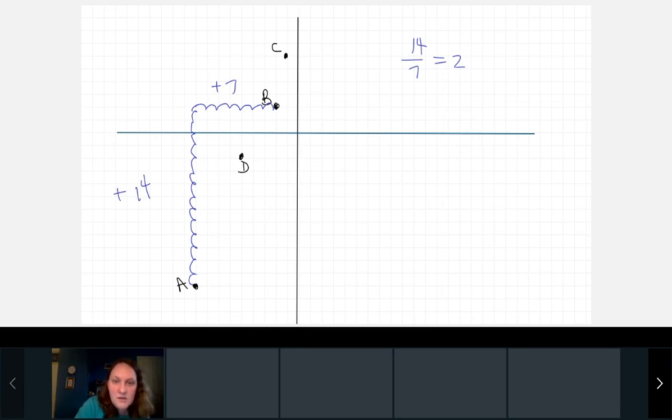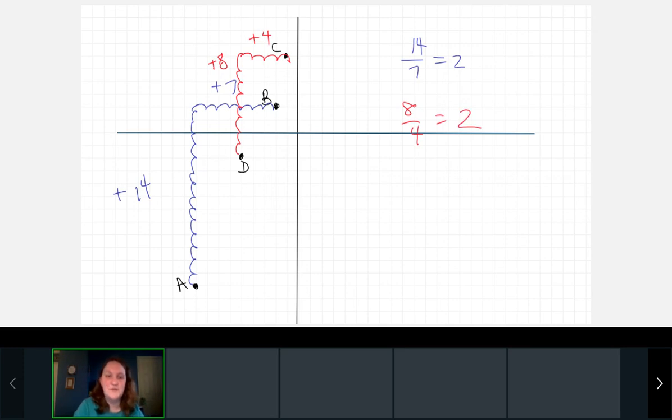D. So we would go up 1, 2, 3, 4, 5, 6, 7, 8. So we went up 8. And 1, 2, 3, 4. Right 4. Divide by 2. Divide by 4, you get 2.